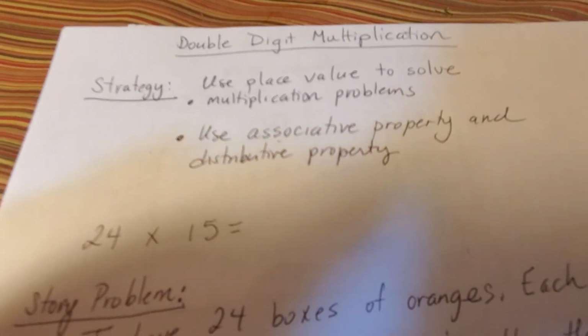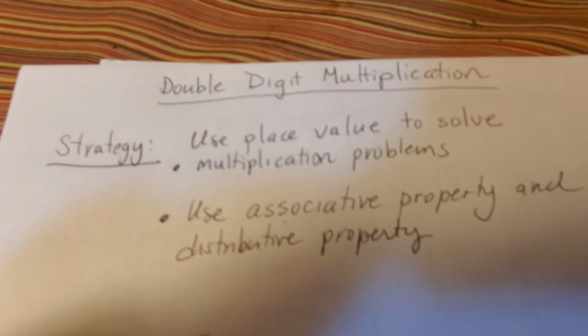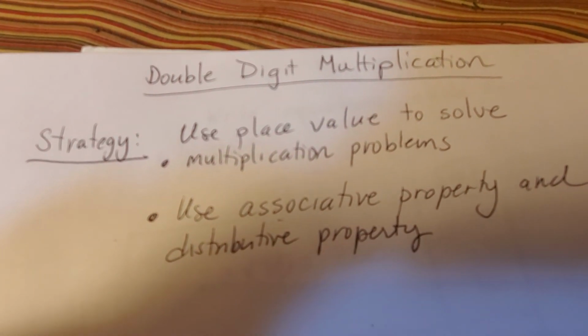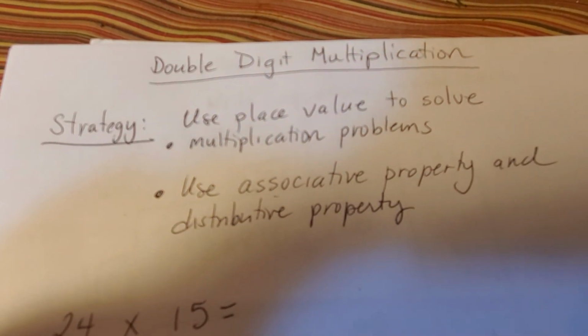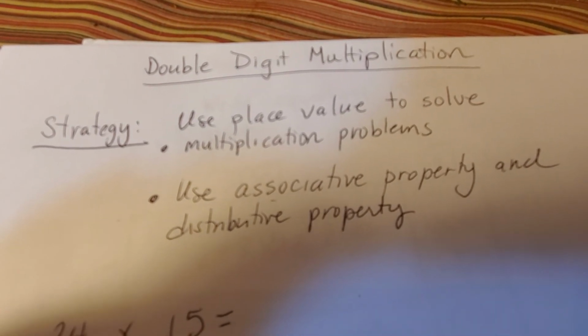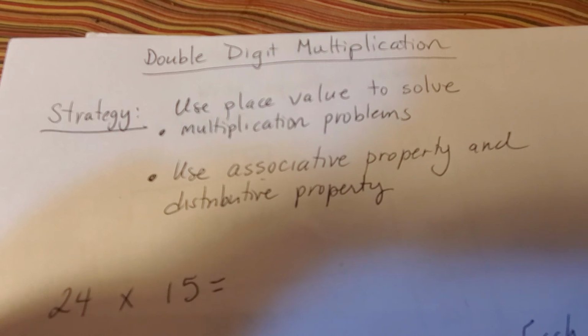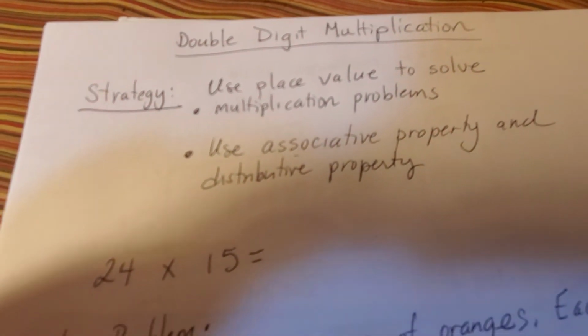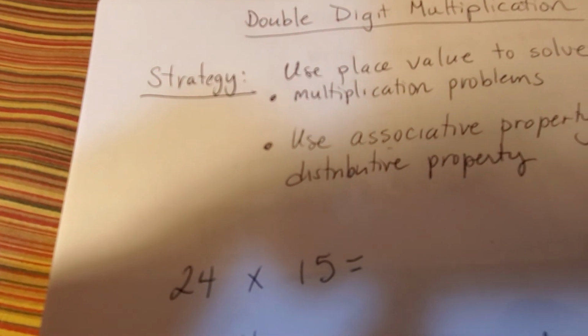Okay, boys and girls, I'm back with another math video. So we're going to be focusing on double-digit multiplication for the rest of the week. And the strategy we're going to use today is using place value to solve multiplication problems. We've done this strategy in the past. We're going to use the associative property and distributive property. And we're going to solve problems like this, 24 times 15.